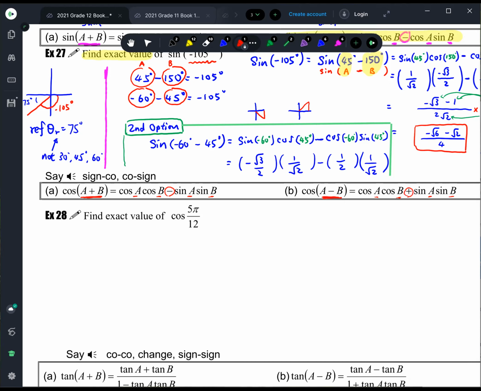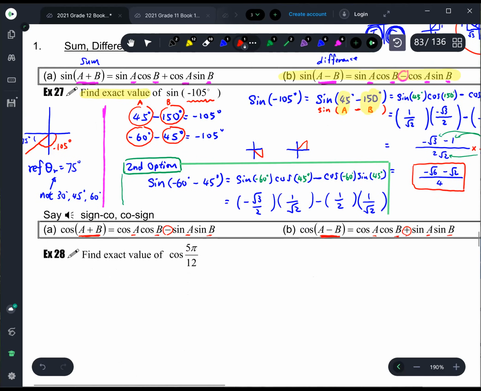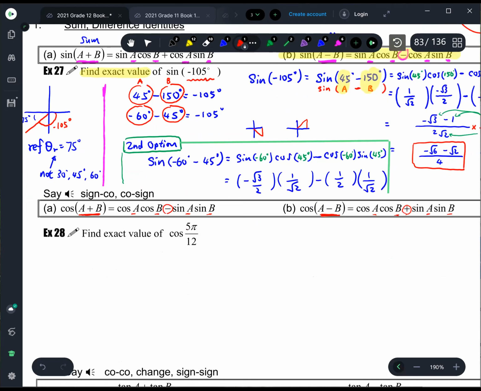So different from before. If it's sine, if it's a sum, it will be adding. If it's a difference, it will be subtracting. But if it's for cosine, you need to change the add and subtract.